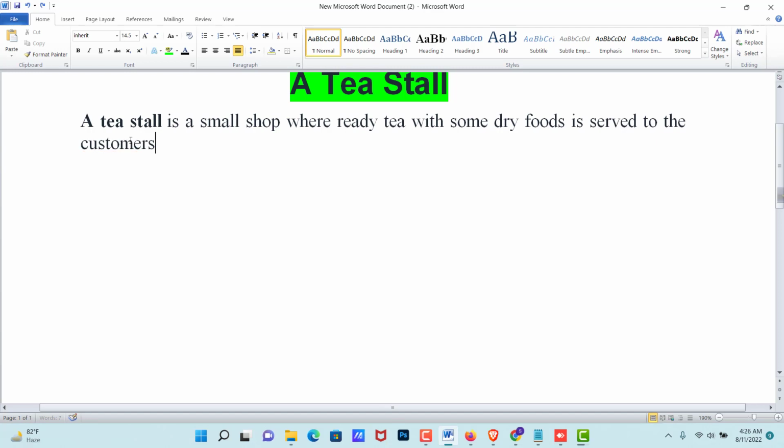It is found in marketplaces, at railway stations, launch ghats, and every turn of roads and highways.